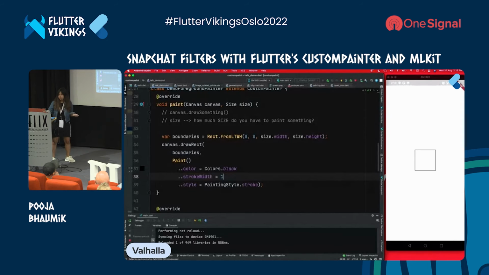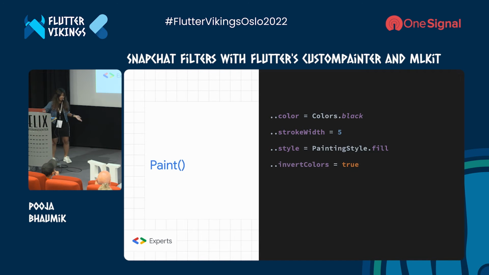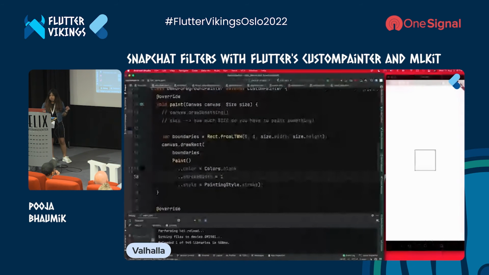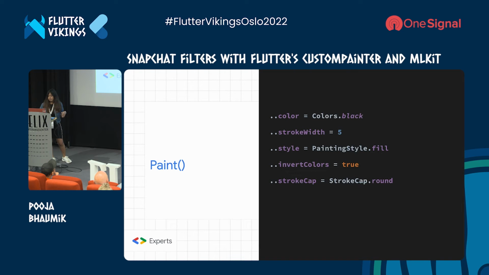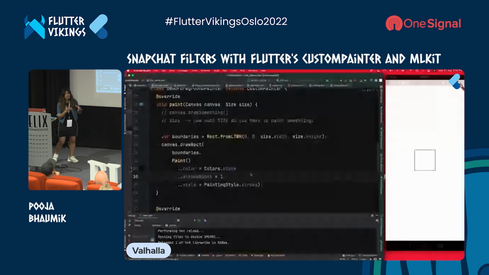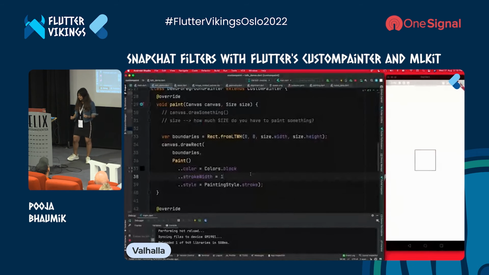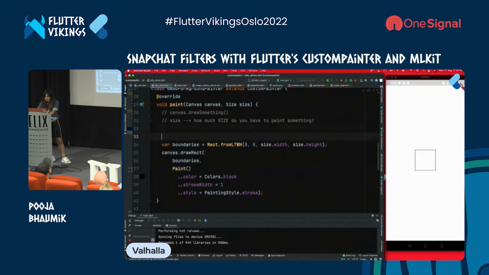There are other properties as well. If you can see, this is the color, the stroke width, the style, as I showed. You can also invert the colors. You can also decide the stroke cap, that okay, I want a smoother edge on the line, in a way. Then you also have the color filter, there's a blend filter, so many more. So this is the paint object you need. Whenever you're drawing something, you need the paint object. So I'm just going to put this out into a variable.